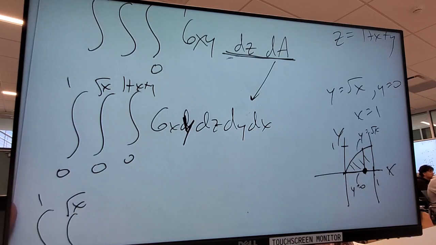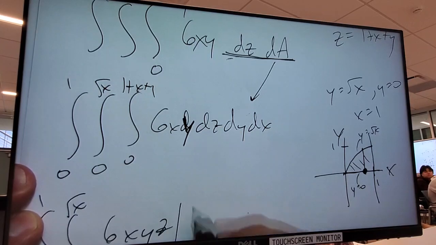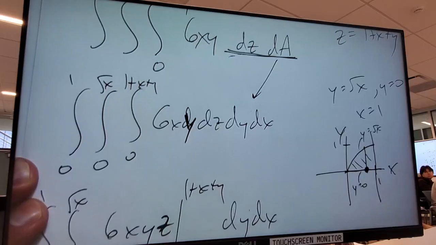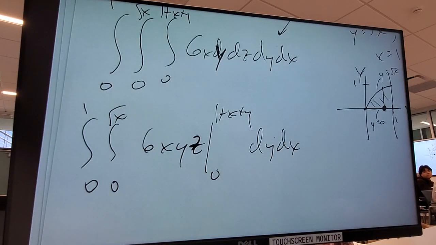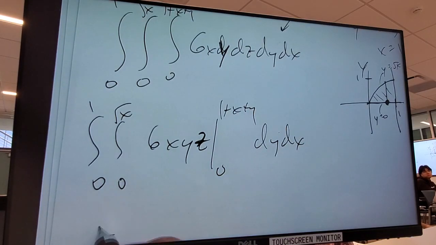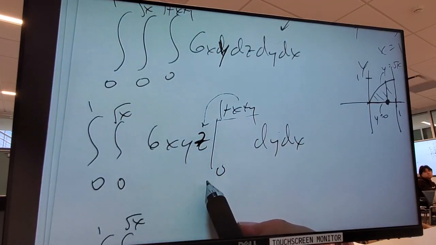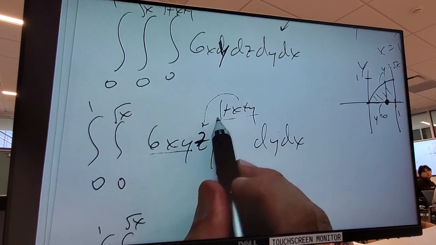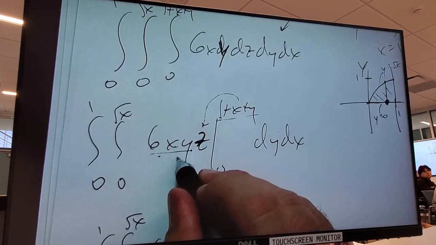So what is the integral of 6xy dz? 6xy, evaluated from 0 to 1 plus x plus y. So when you plug that in, I'm going to get 1 plus x plus y. I'm going to shove it here, yes? And then I'm going to distribute the 6xy. Is that cool? So it'll be 6xy times 1, 6xy times x, 6xy times y.